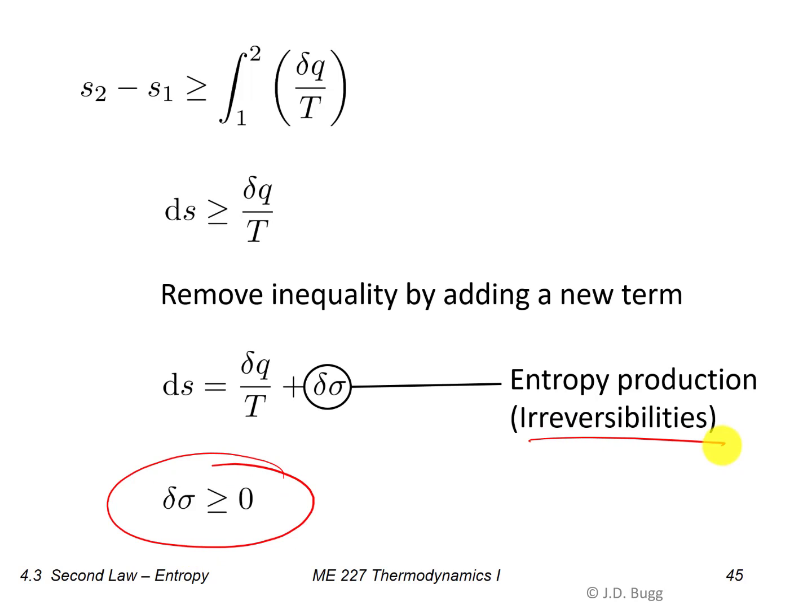Of course, if they're equal to 0, that's the reversible case. If they're greater than 0, that's a real process or an irreversible process. So let's continue to work with this concept.